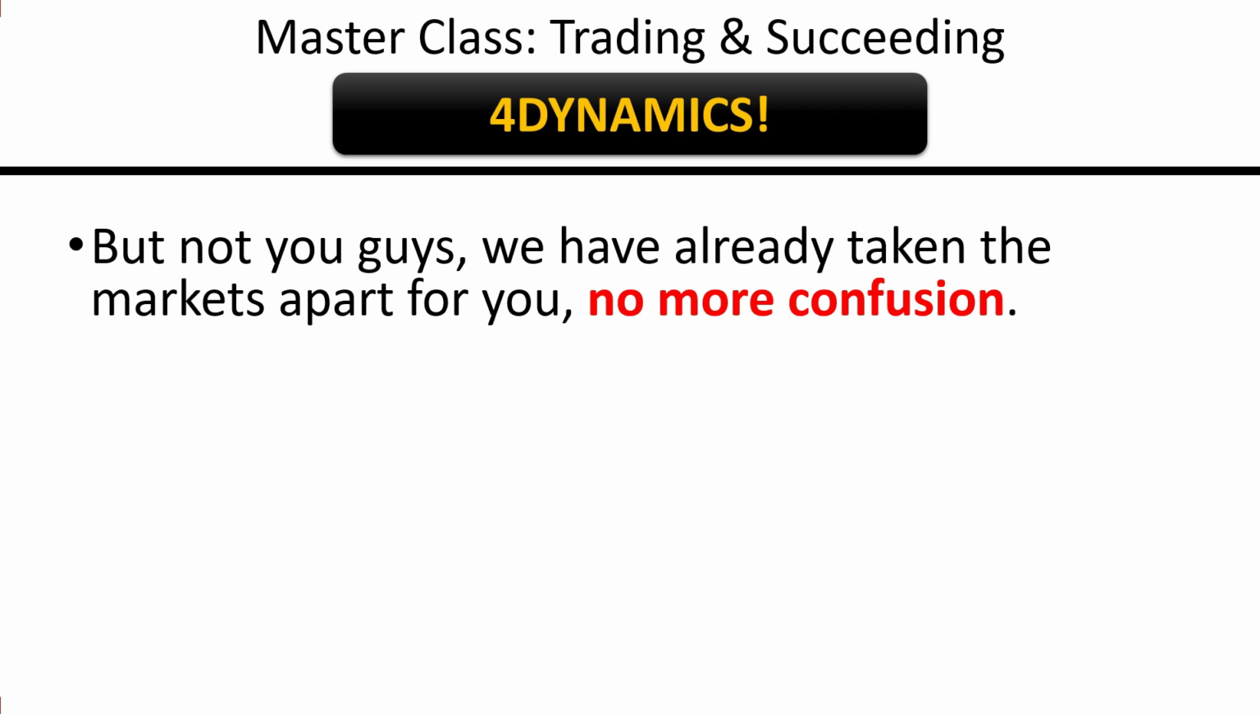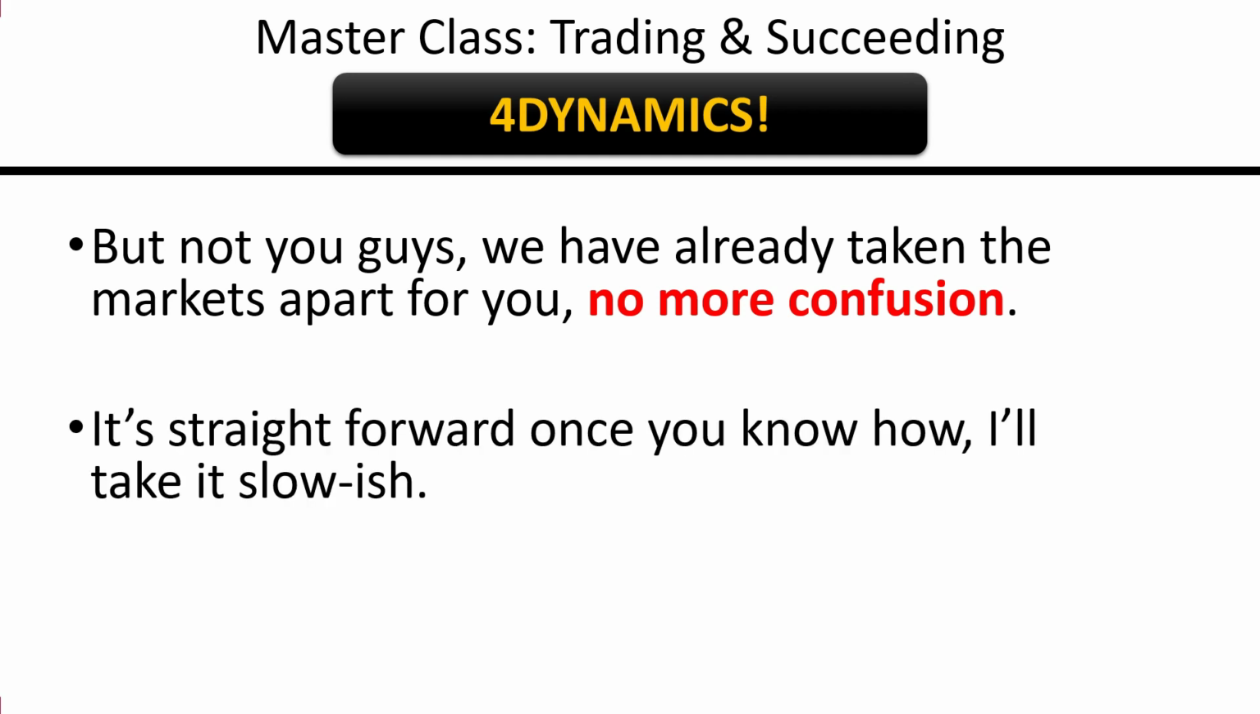Not with the 4 dynamics, not once you've looked at seasonality and cycles, not once you've looked at COT data, and then you come to the chart and you're able to look at price action and geometry, look at the risk rewards there. There is no more confusion, okay? So it's real straightforward once you know how, once you know all about the 4 dynamics, once you understand how to interpret them and how to take them on the chart.